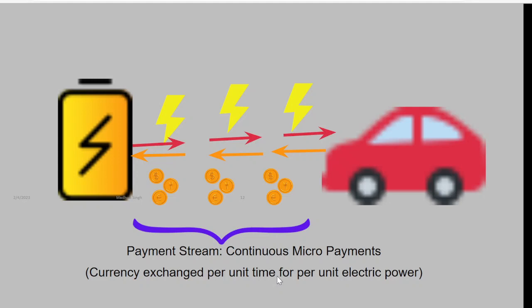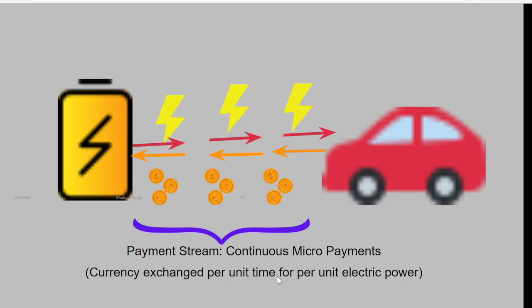Okay, so what is happening here? The cab has located the charging station, and then the car is making the micropayments per unit time per unit electric power, and the charging station is providing the cab with the electric power. The moment the payment stream is stopped by the cab, that moment the charging station will stop providing the electric power and the transaction will be ended. The charging station got the payment for the service, and the cab got the service in the form of the electric charge.